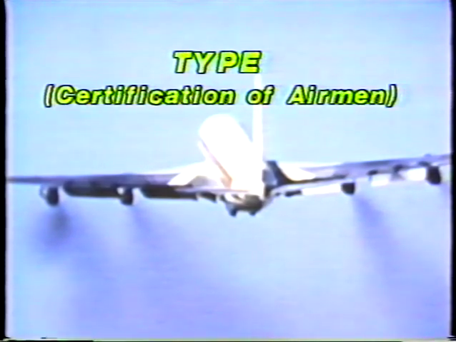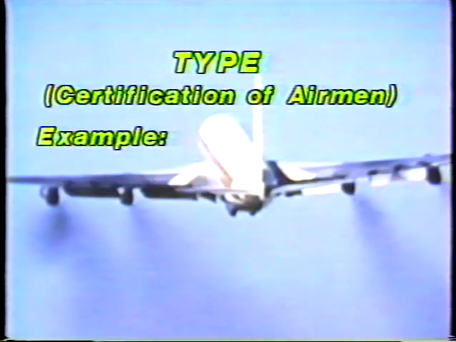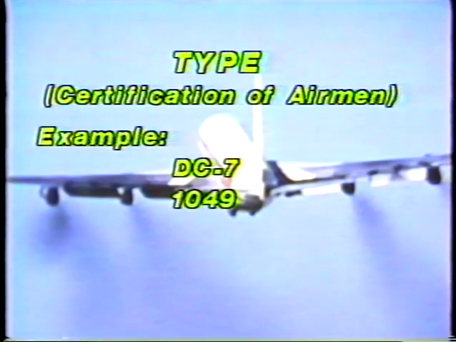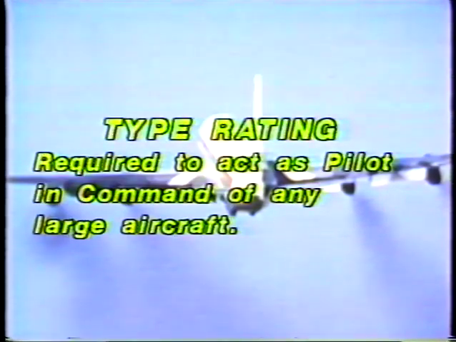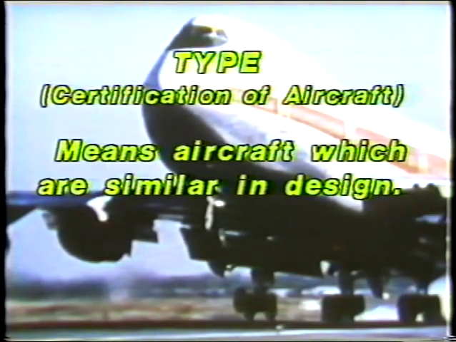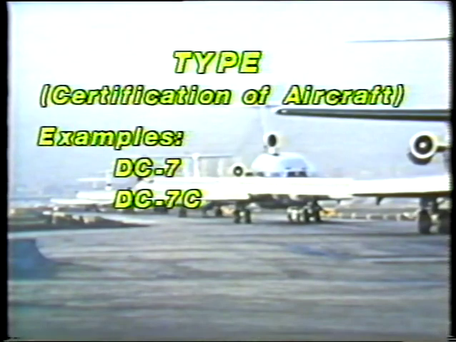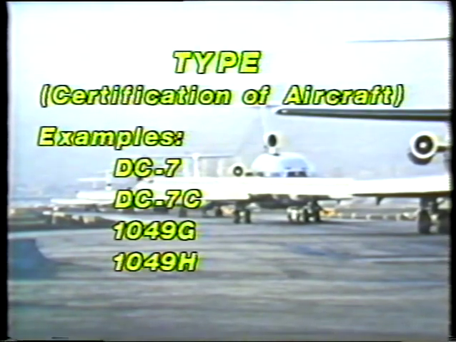The word type, as used in relation to certification, ratings, privileges, and limitations of airmen, means a specific make and model of aircraft, including modifications that do not change its handling or flight characteristics, and is often misused or misunderstood. Examples include DC-7, 1049, and F-27. A type rating is required to act as pilot in command of any large aircraft. As used with respect to certification of aircraft, this means those aircraft which are similar in design. Examples include DC-7 and DC-7C, 1049G and 1049H, and F-27 and F-27F.